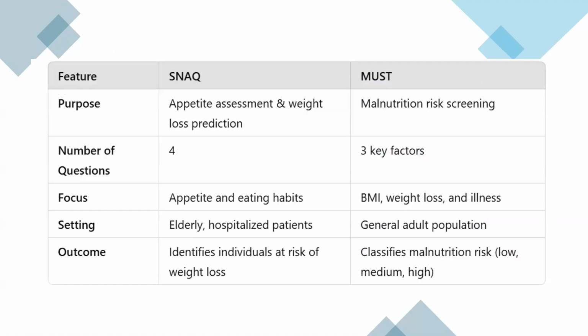So what is this questionnaire? The SNAQ and the MUST. The SNAQ takes into consideration 4 questions. The purpose is to look for appetite assessment and weight loss prediction.